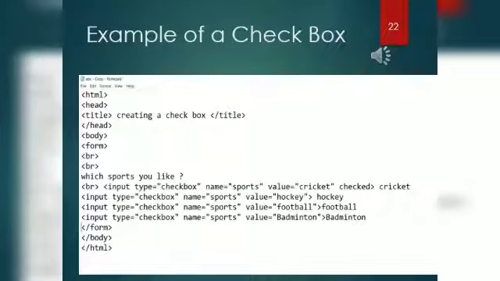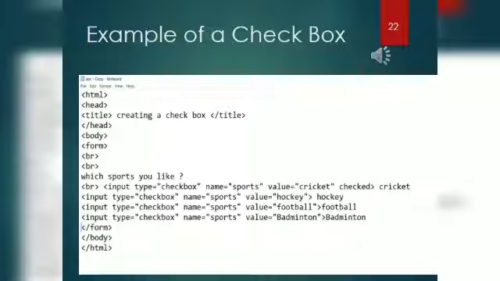This is an example of how a checkbox is created. This is the code for creating a checkbox. On the 9th line, it is written, which sports you like. This will be displayed as it is. Then BR, the line is broken. Then it says input type, and here you have to describe the input type as checkbox. Name is the variable name, which we have declared as sports. Value is cricket, the first option. Checked means that by default cricket is checked, so cricket will always be marked.